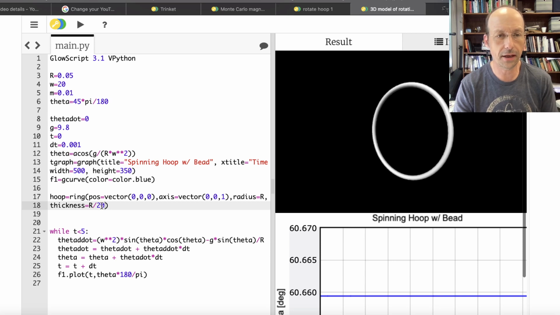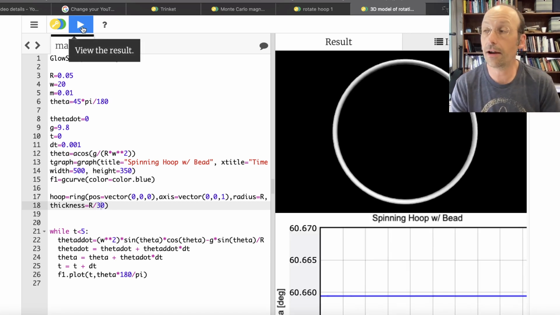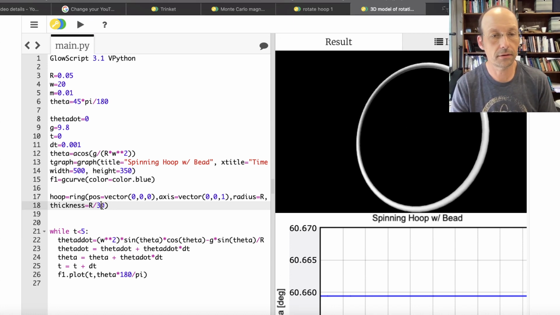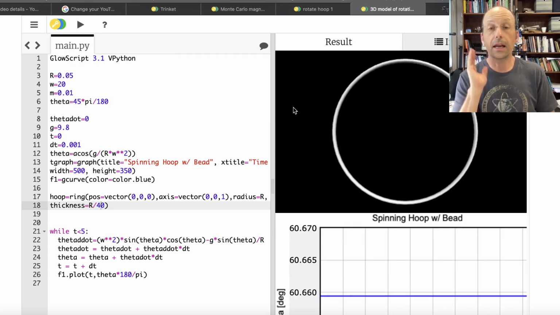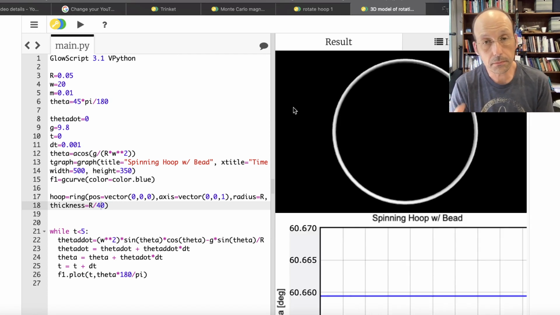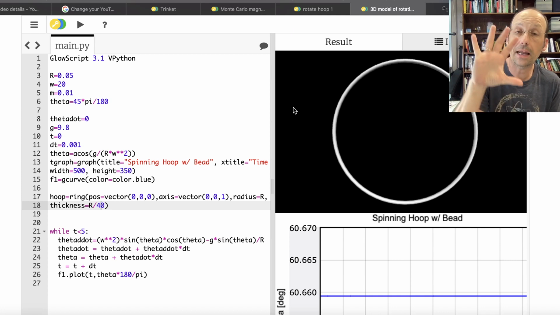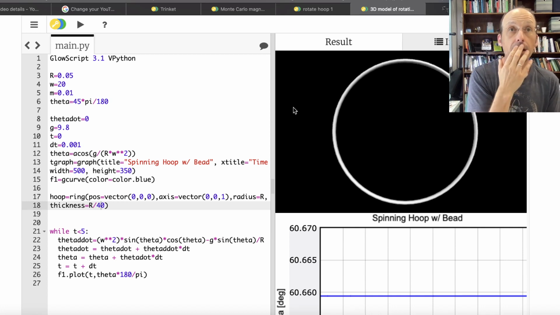And I think that's a little thick. It's supposed to be a wire. So how about r divided by 30? Here we're in the art stage of physics, right? I want it a little bit smaller. Okay, now I'm going to put my bead on there. But before I do that, how do you rotate this whole thing? How do I make it animate and rotate?